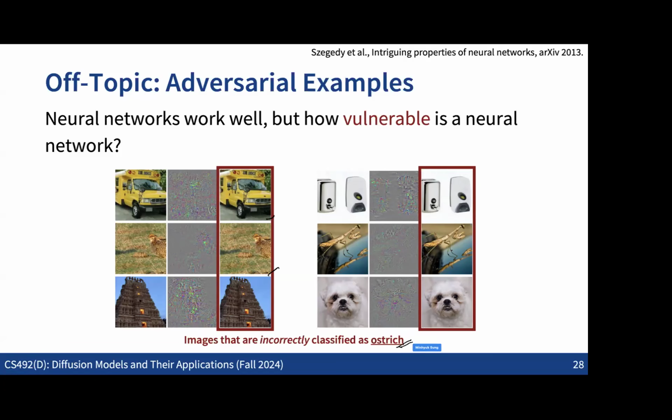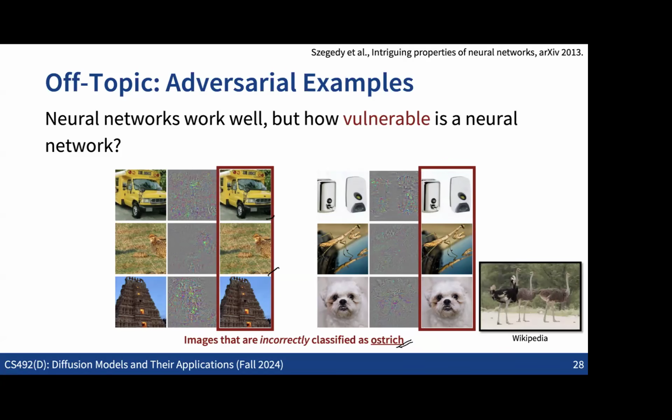Do you know what an ostrich is? An ostrich is this. So it's very surprising that we can easily confuse the classifier by adding some perturbation to the images, and the classifier classifies all these images into the wrong class, which is ostrich in this case. So this shows how vulnerable the pre-trained classifier is. So there can be some ways that we can easily attack this kind of pre-trained neural network, right?